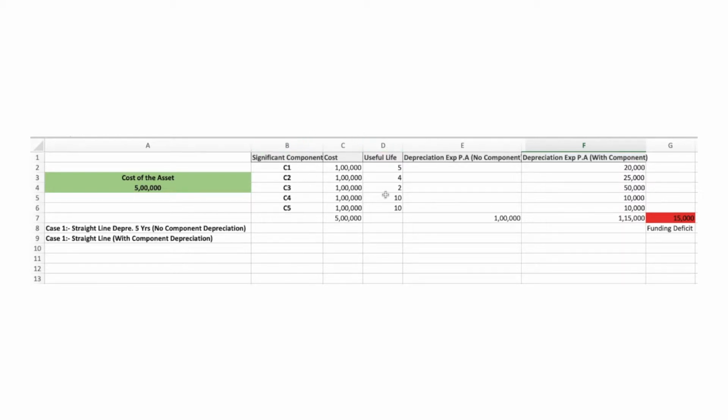For example, C3's useful life is 2 years. However, C5's useful life is 10 years. So there is a difference in the useful life of each of the components.